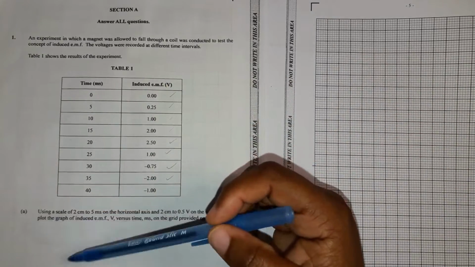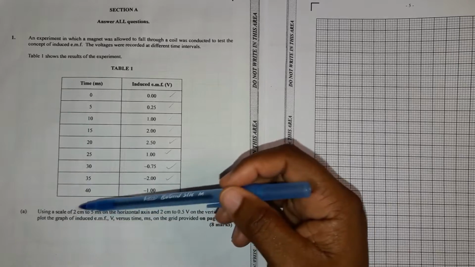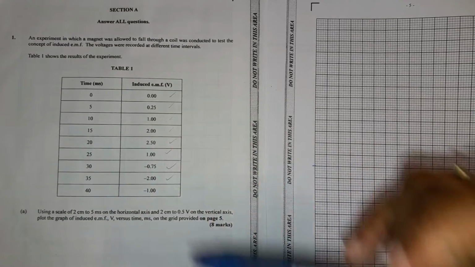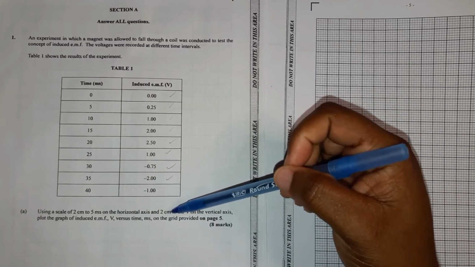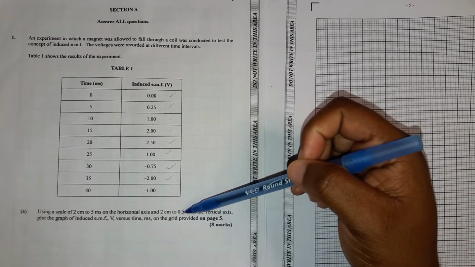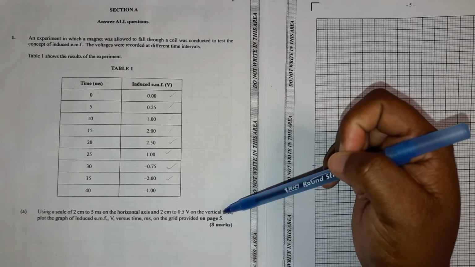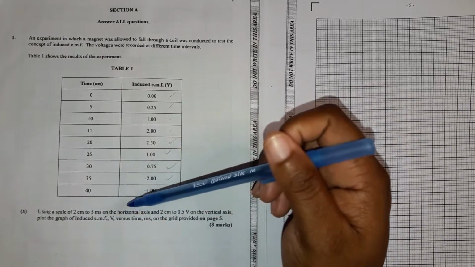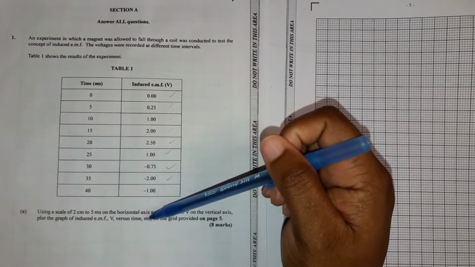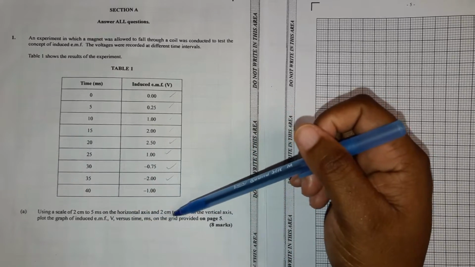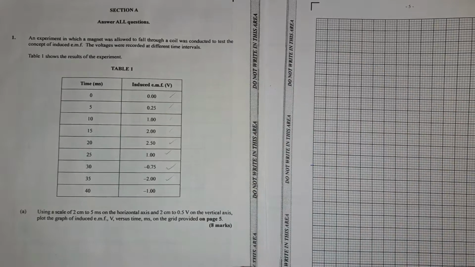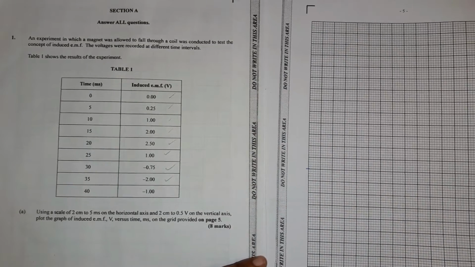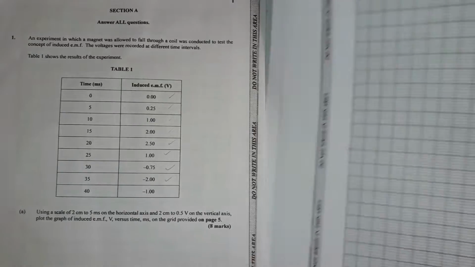Then the question says, using a scale of 2 centimeters to represent 5 milliseconds on the horizontal axis and 2 centimeters to represent 0.5 volts on the vertical axis, plot the graph of induced EMF in volts versus time in ms on the grid provided on page 5. So I printed out 2 test papers so you can see it done together.